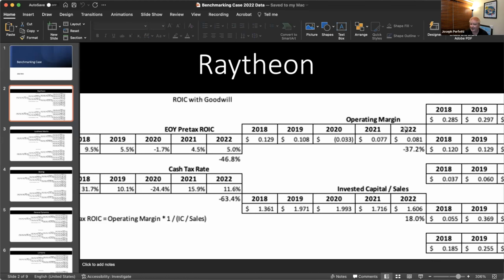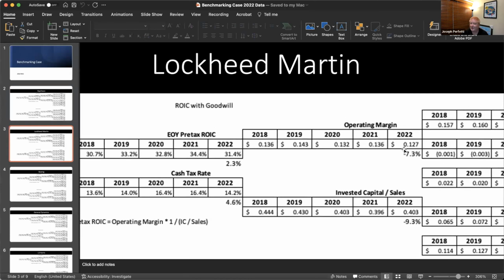When they sell the product, Raytheon makes 8 cents. When Lockheed Martin sells its product, it makes 13 cents. So Lockheed Martin is making more in every sale, and they're doing it with 25% of the investment. That is far more financially attractive.